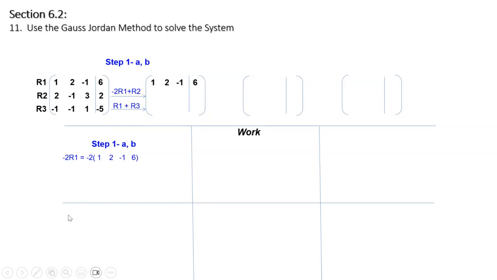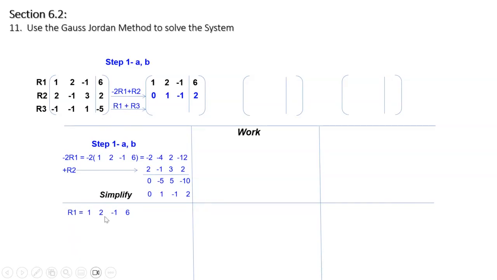Negative 2 row 1 plus row 2. All we do is bring row 2 down. That's row 2: 2, negative 1, 3, 2. We add them, it's going to give us 0, negative 5, 5, negative 10. And here, guys, we can simplify. We divide everything by negative 5, and it's going to give us 0, 1, negative 1, and 2. That's my new row 2.